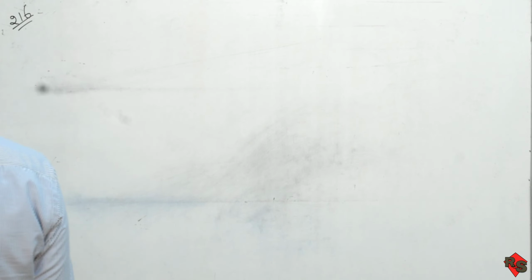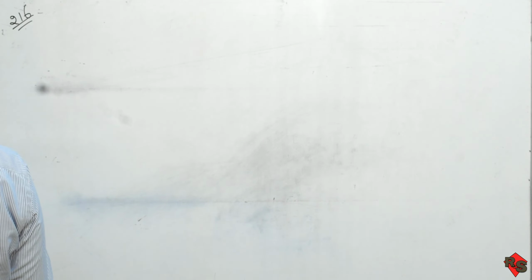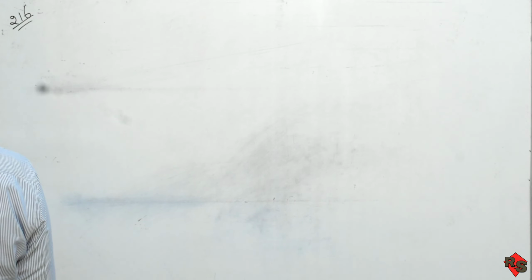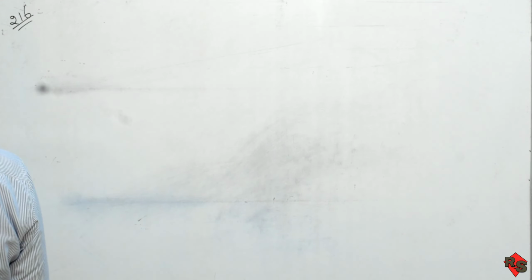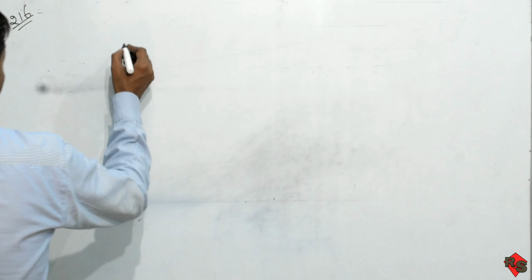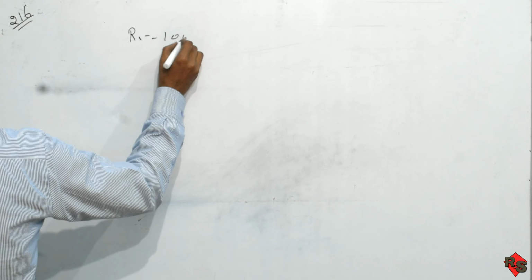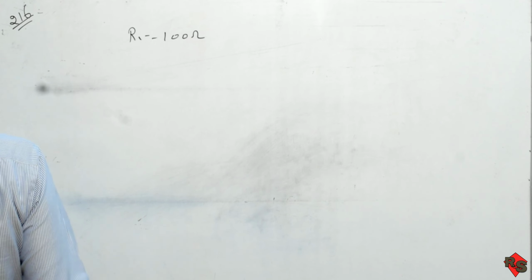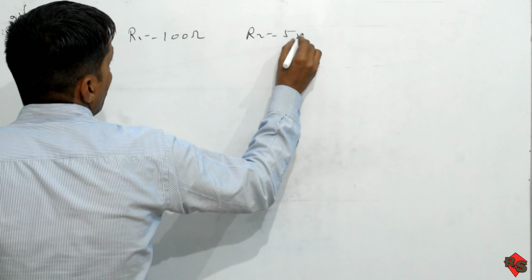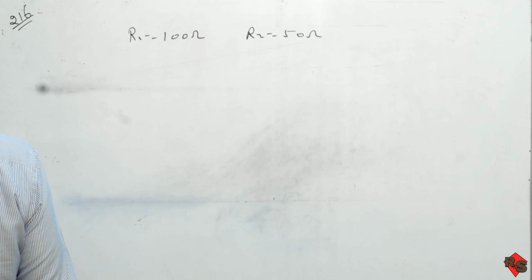The next question is: an electric lamp of 100 ohm, a toaster of resistance 50 ohm and a water heater of resistance 500 ohm are connected in parallel to a 220 volt source. What is the resistance of an electric iron connected to the same source that takes as much current as all three appliances, and the current flowing through it? So R1 is equal to 100 ohm, R2 is equal to 50 ohm and R3 is equal to 500 ohm.